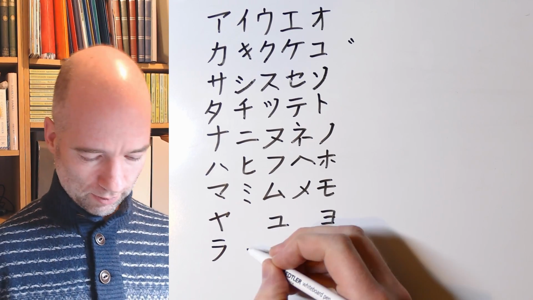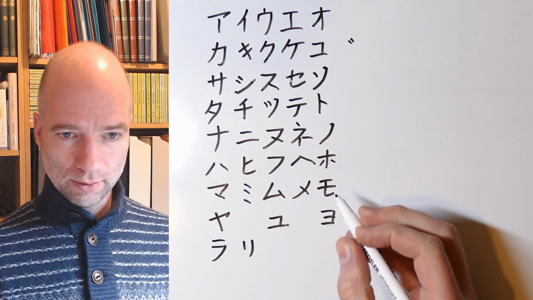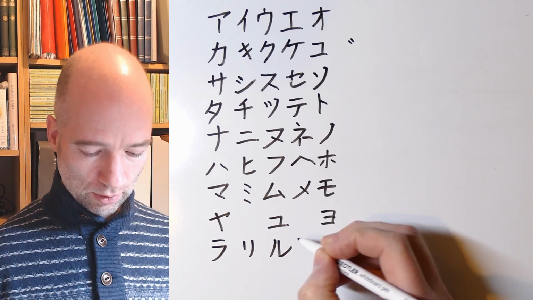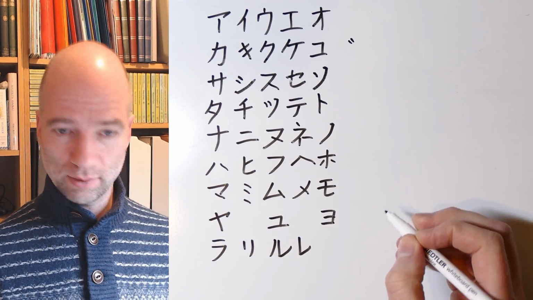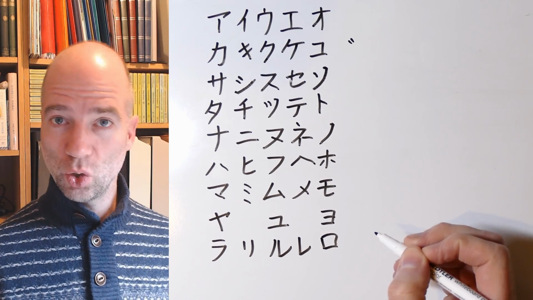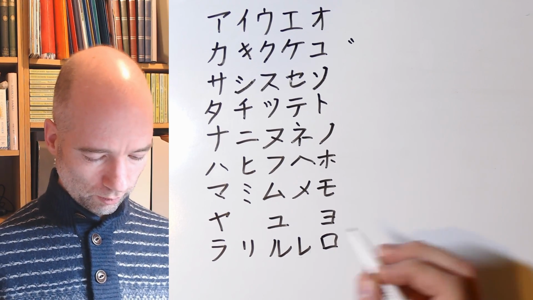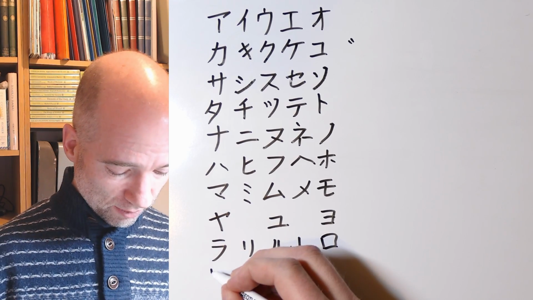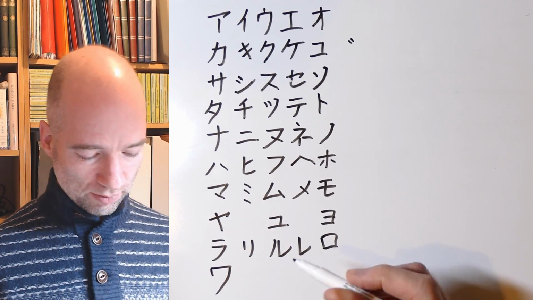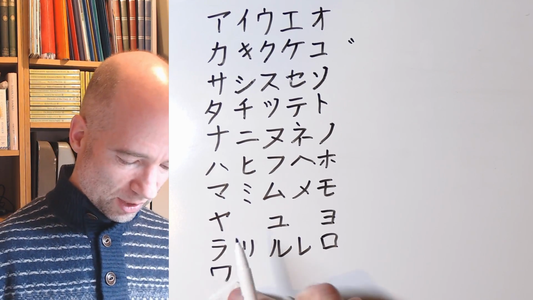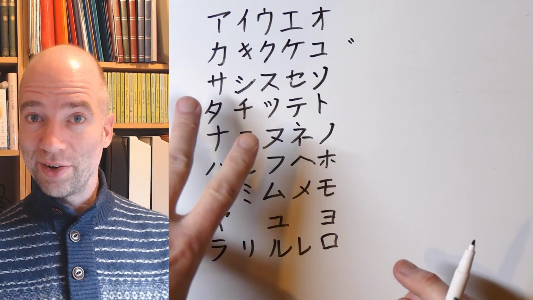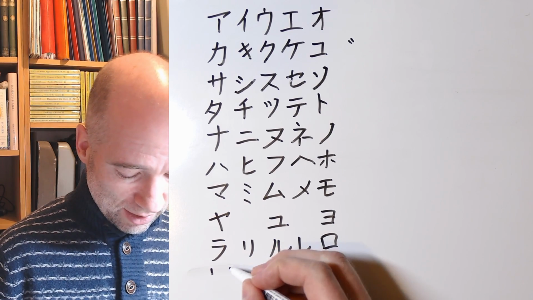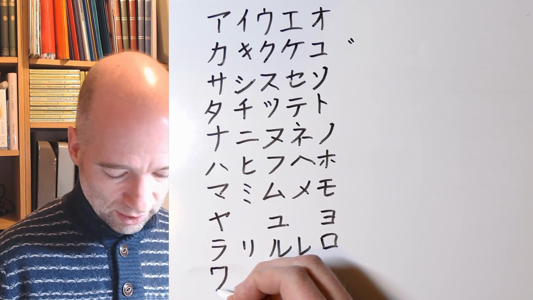Ra, ri, ru, re, ro. I might as well just finish now because, oops, that's a bit big. I'll make it a bit smaller. One thing that one should also practice, and don't look at my characters for the correct one there, is the proportion between the different characters.